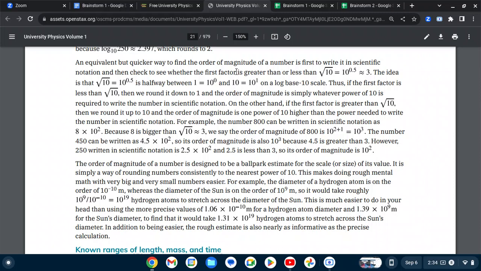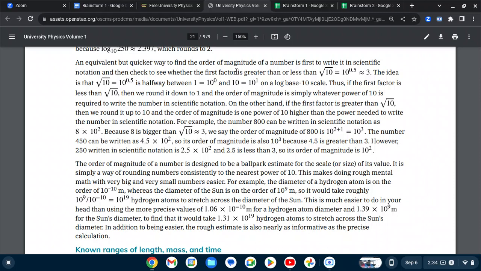An equivalent but quicker way to find the order of magnitude of a number is first to write it in scientific notation, and then check to see whether the first factor is greater than or less than root 10, which equals 10 to the 0.5 power, which is about 3. The idea is that root 10 equals 10 to the 0.5 is halfway between 1 equals 10 to the 0 and 10 equals 10 to the 1.